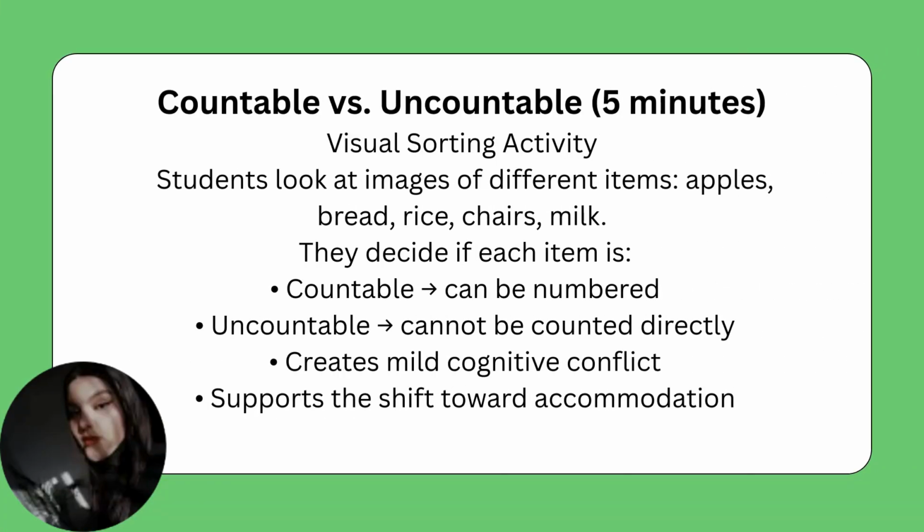So, for the next activity, I will introduce countable versus uncountable. I will present images of different items and ask the students to decide whether they can be counted or not. At this point, many students experience what Piaget calls disequilibrium, especially when they realize items like rice or milk don't fit in their previous counting rule, as I mentioned before. This confusion is productive because it pushes them to adjust their understanding.